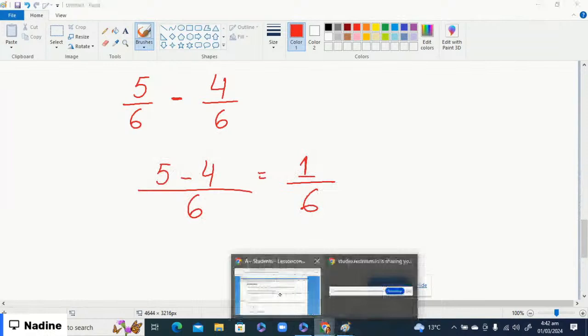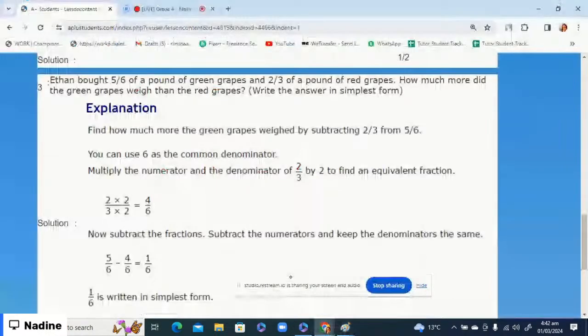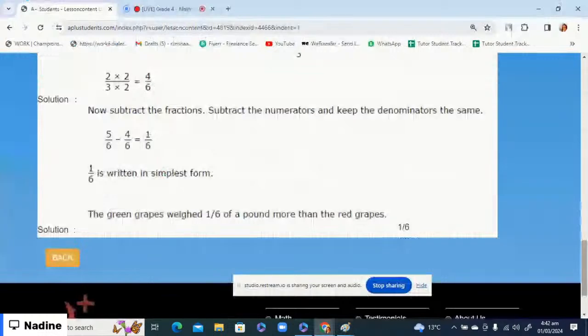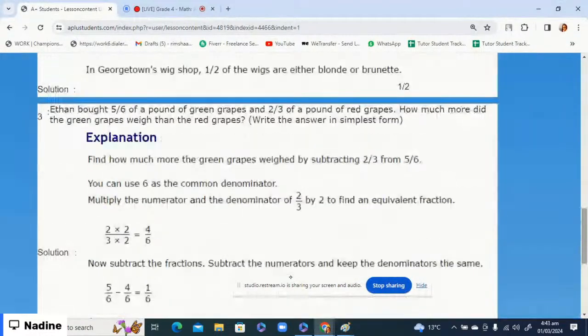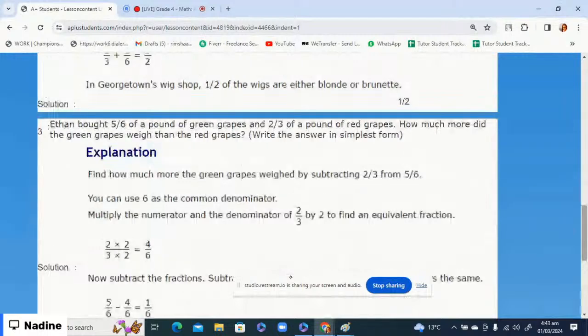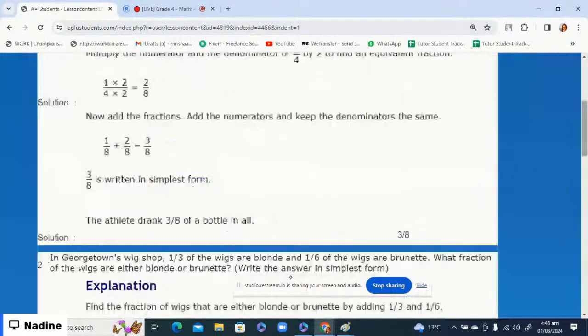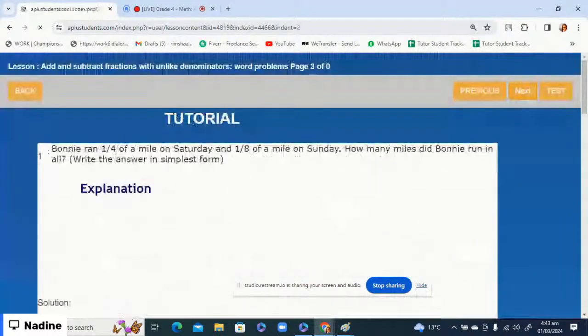So the green grapes weighed 1 by 6 of a pound more than the red grapes. In this way, if they ask for the difference, meaning which one is more than the other, then we just subtract. All right, let's do one more question.